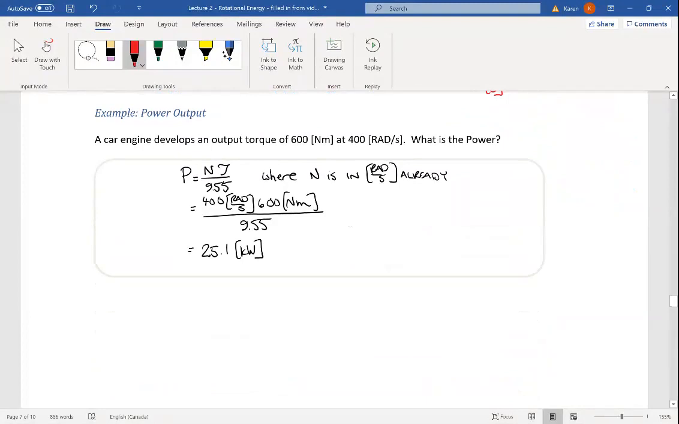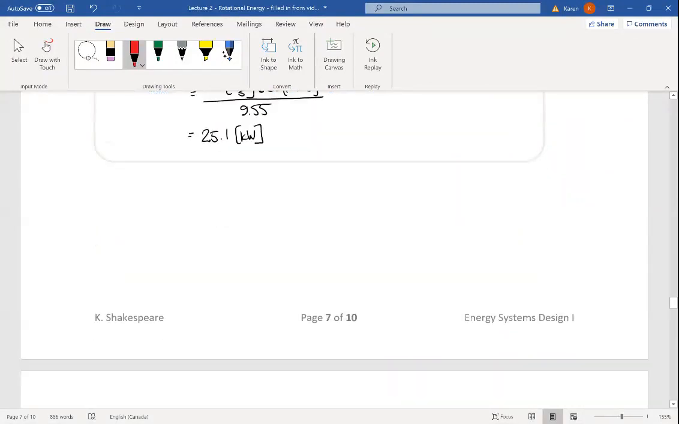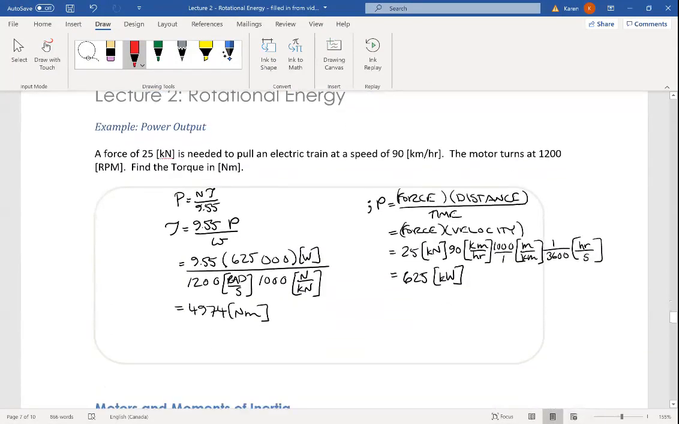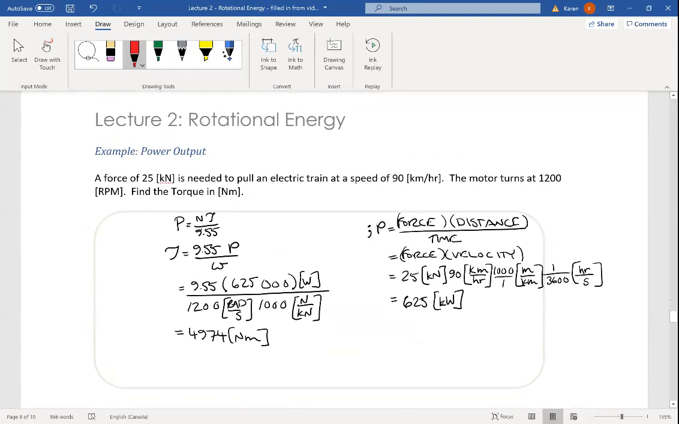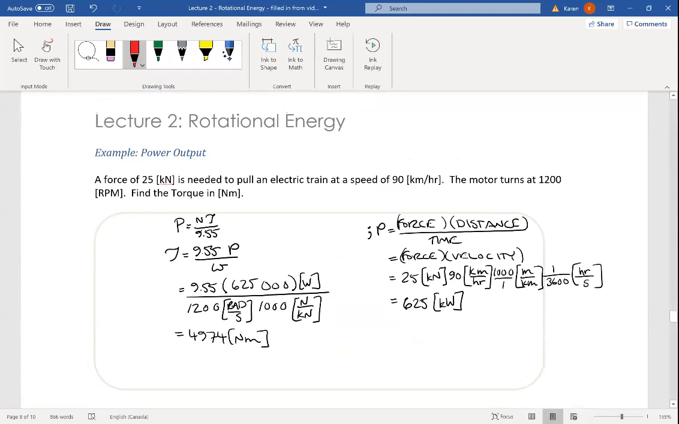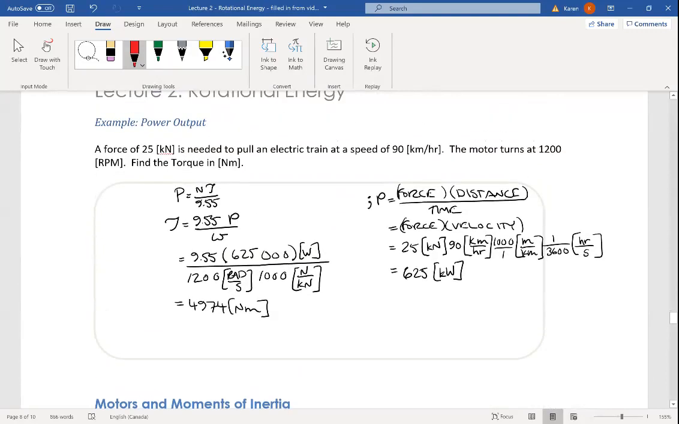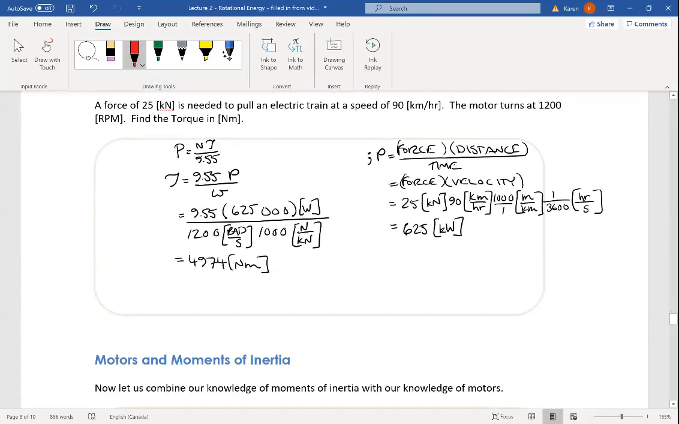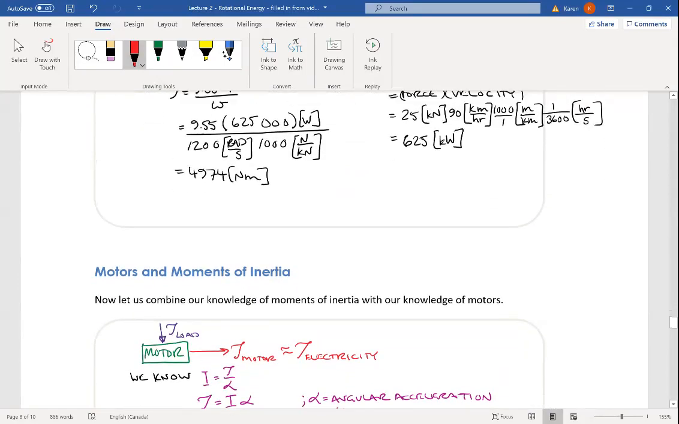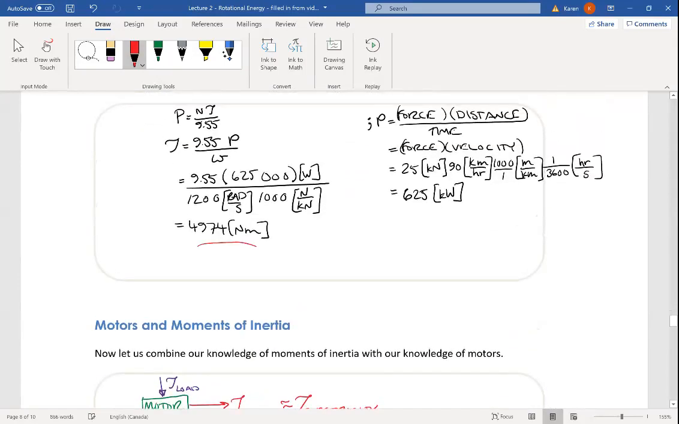So this car engine must be a 25.1 kilowatt engine. It's the amount of power that is coming out of it. And here's another example where I'm giving you the motor turning in RPM, and we need to convert that to radians per second. So again, it's a review type of question for you, but please make sure that you understand the application of this question. And here, this one I'm solving for torque.